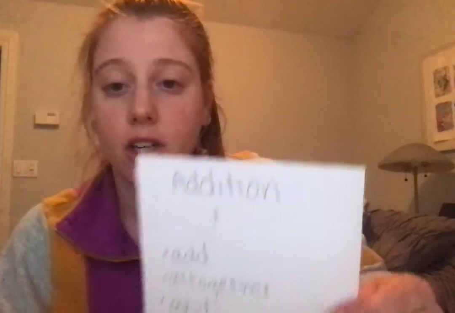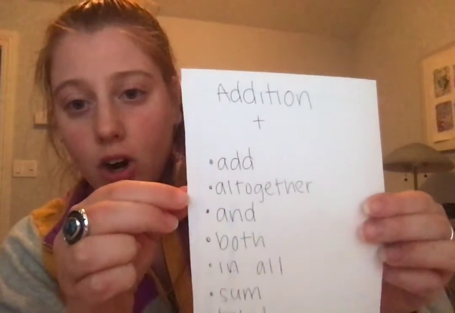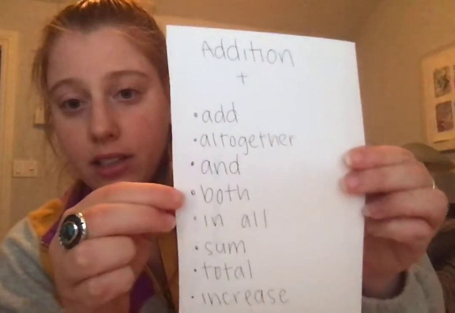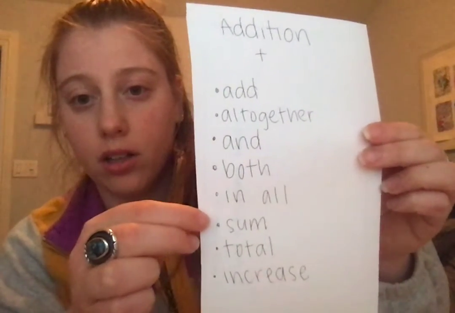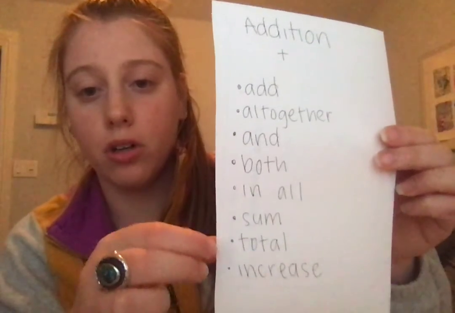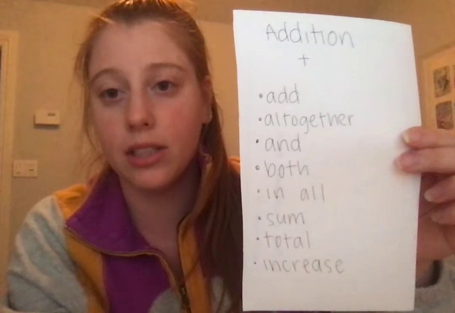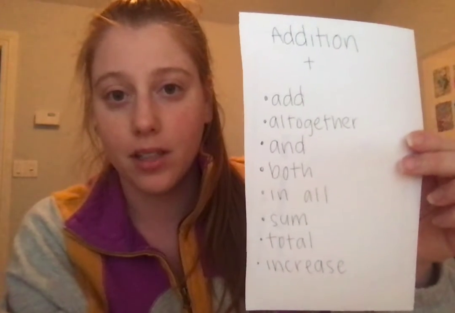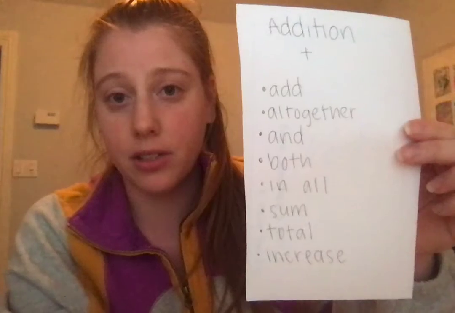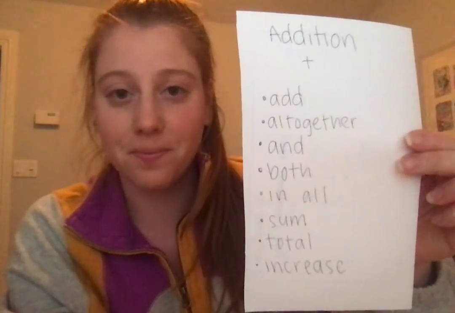So our first math operation is addition. And we know that for addition, we use that symbol that looks like a T, that plus sign. If you have a word problem that has words in it like add, altogether, and, both, in all, sum, total, or increase, that tells you that you are most likely going to use addition to solve this problem. If you want to pause the video and copy these down, you may do so now.